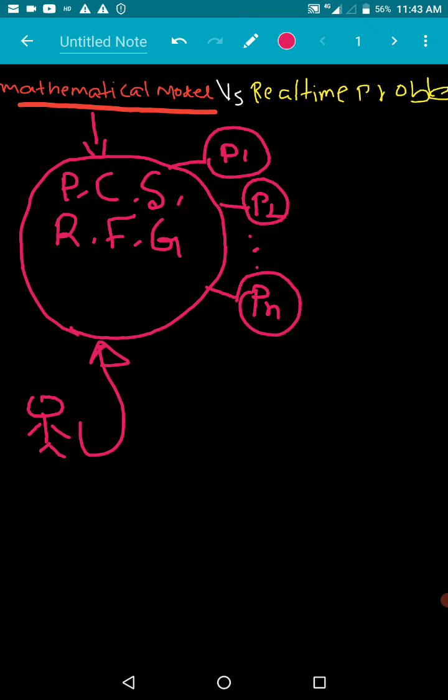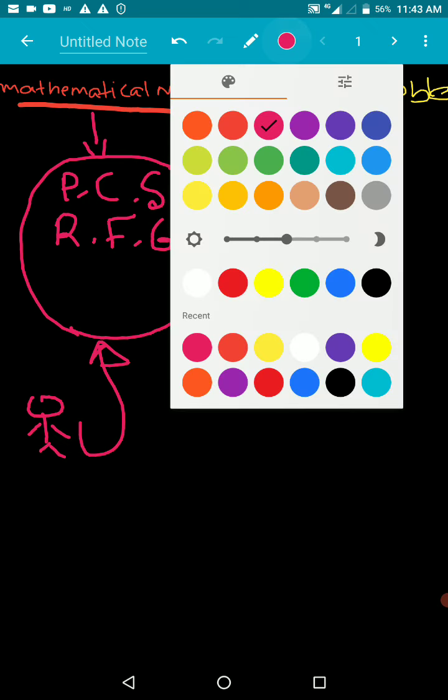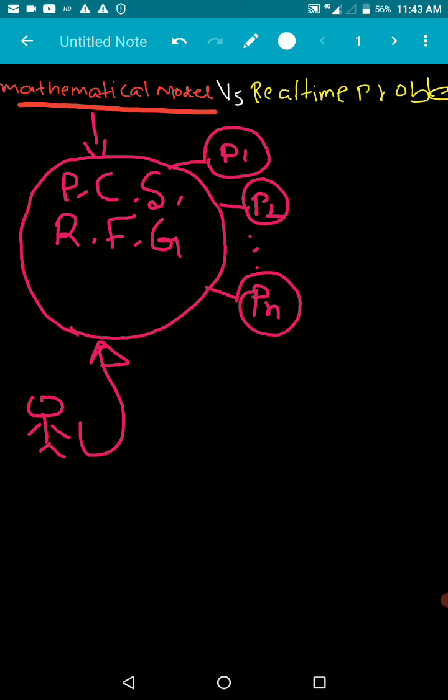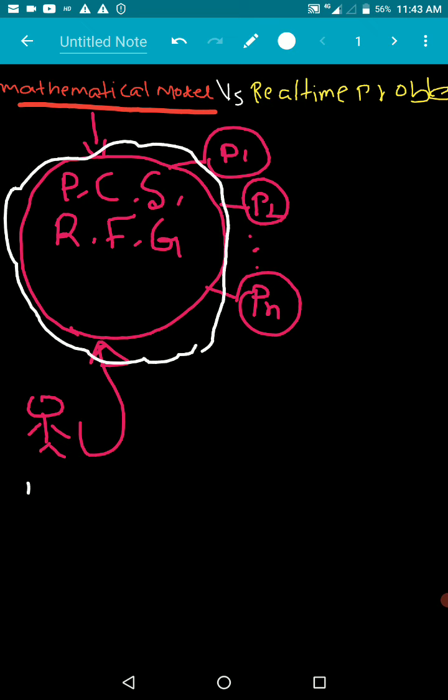Generally, humans have real-time problems. If the real-time problem is simple, we can solve it manually. If the real-time problem is complex, then the mathematical model comes into the picture.